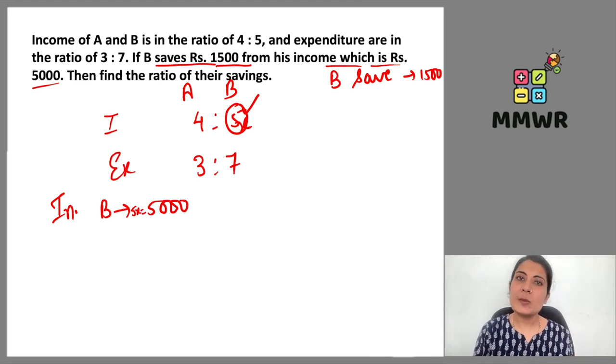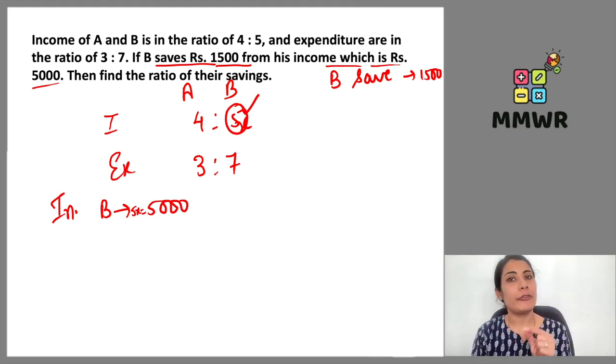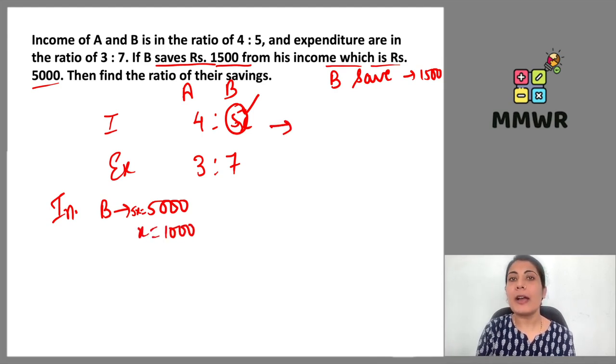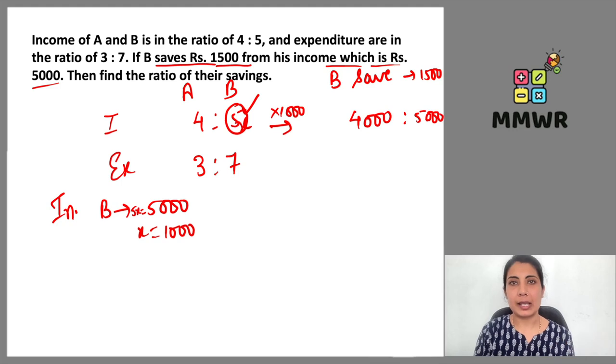But in the question it is mentioned he is going to save 1500 out of 5000, which he has earned out of his income. So the x value is going to be 1000. So from here we can easily get the value for the income of A and B, which is 4000 and 5000. They both are earning 4000 and 5000 rupees. Their monthly salary it is. Their income it is. Now B is going to save 1500.